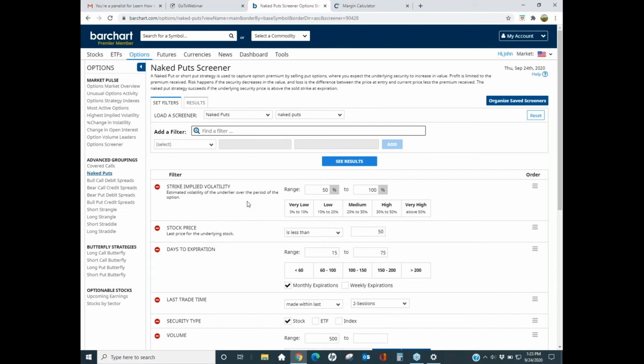The second one here is stock price. Now, the reason why I use $50 is, think about a stock that I'm going to purchase. I'm going to be required to put up that capital, right? That's cash secured. So on a $50 stock, one option is 100 shares. 100 shares times $50 is $5,000. So what I'm really saying here is I'm willing to make an investment in a stock where I'm going to put at risk, in theory, $5,000.